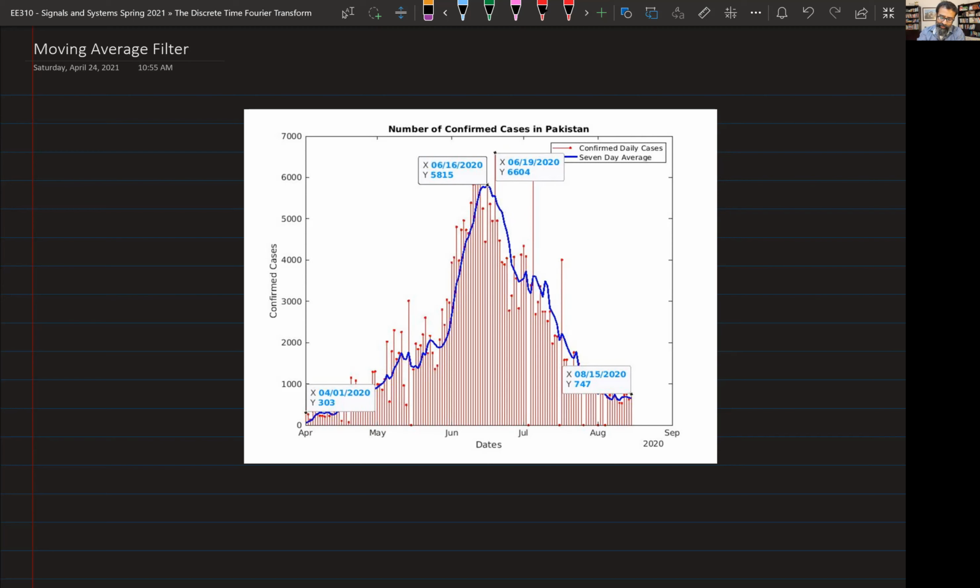Now what I want to do is I want to put this mathematically, right? So let's say the raw signal, let me denote that by x of n. And let me say that the smooth or the average signal, let me say that is y of n. How is y of n and x of n related to each other?